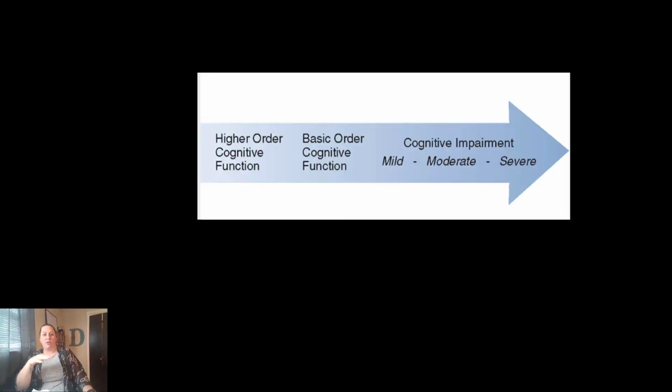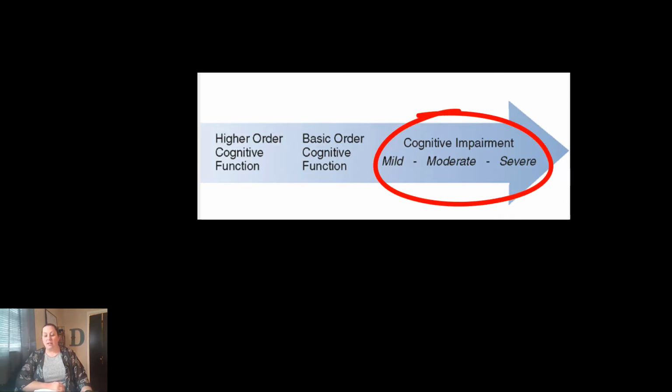So higher order cognitive function is going to include things like learning, comprehension, insight, problem solving, reasoning, decision making, creativity, and metacognition. On the other hand, the basic order cognitive functions are going to deal more with perception, pattern recognition, and attention. When we move to the impaired cognitive, we see we have mild, moderate, and severe.